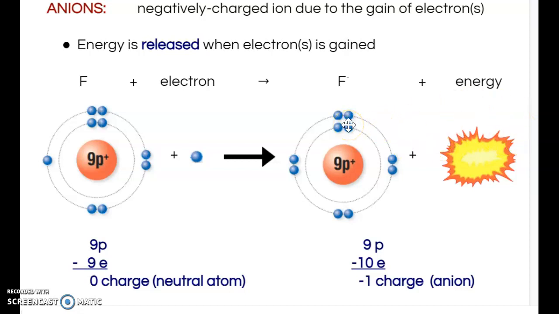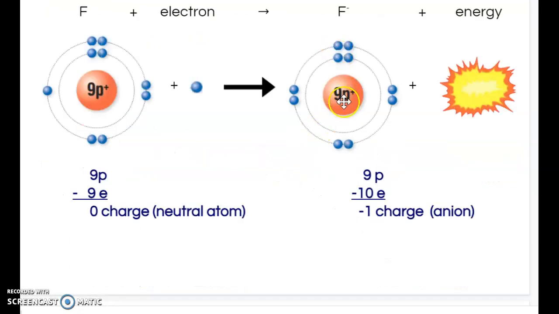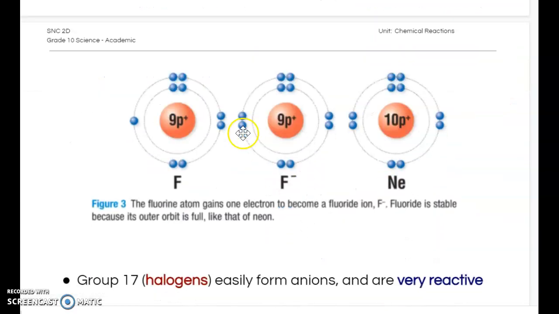Fluorine now has a full outer shell. It has 9 protons, 10 electrons, which gives it a -1 charge. And remember, it's gaining that electron, so energy is being released, as opposed to energy being used. Remember again, these neutral atoms, like fluorine, want to look like a noble gas. Fluorine has 1 electron short of a full shell, so it's easier for it to gain another electron to look like neon.